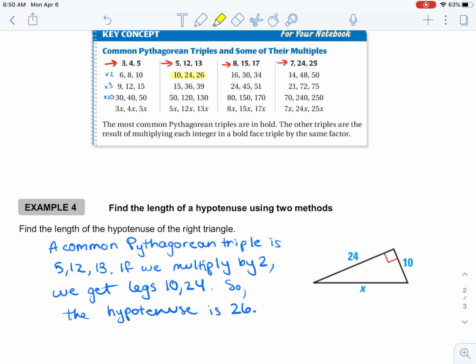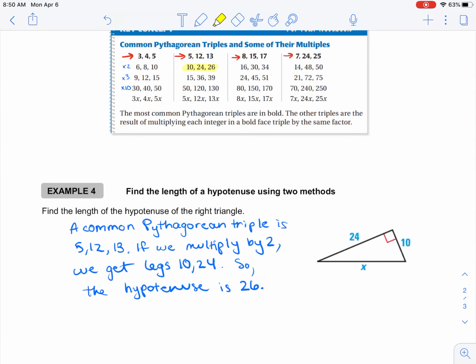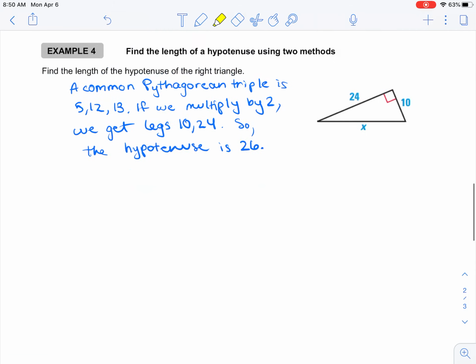So you might want to have that table handy. Just tell me if you knew it was a Pythagorean triple. Tell me that you knew it was a Pythagorean triple. Don't just put down the answer. That would be you showing your work for that.